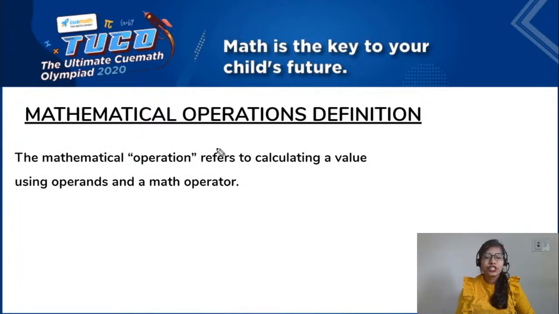The mathematical operation refers to calculating a value using operands and a math operator. So these two are very, very important terms: operands and operator. What are these basically? We are going to look into it in the upcoming slides. Please make sure you are understanding the definition really well. We basically calculate the value of an expression by performing some set of operations, which is known as mathematical operations. But what exactly are operands and what is meant by operator? We are going to get into the details of it very soon.